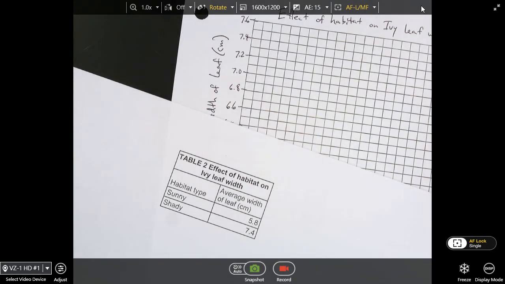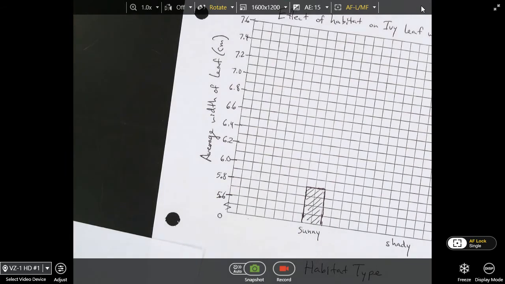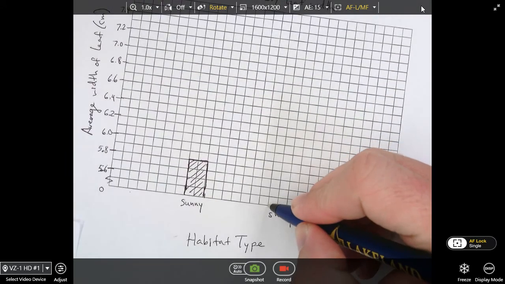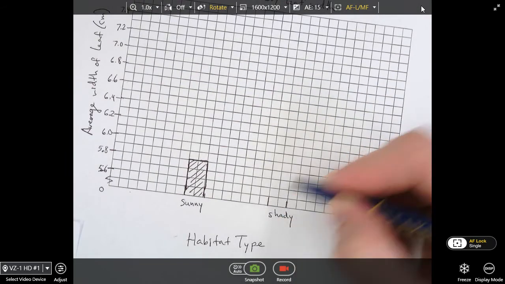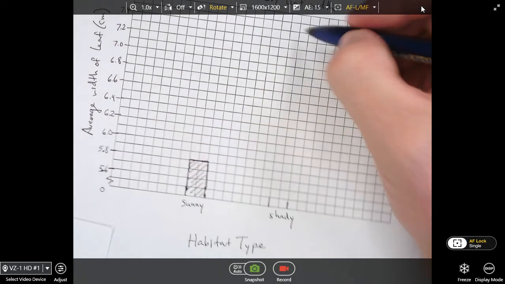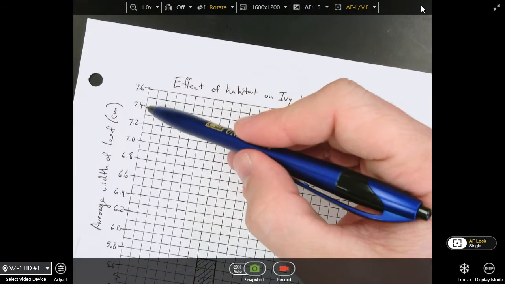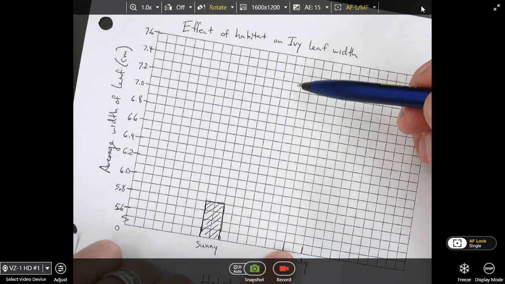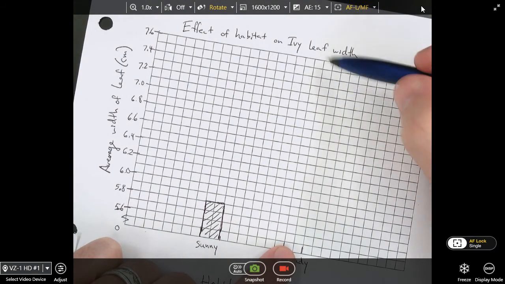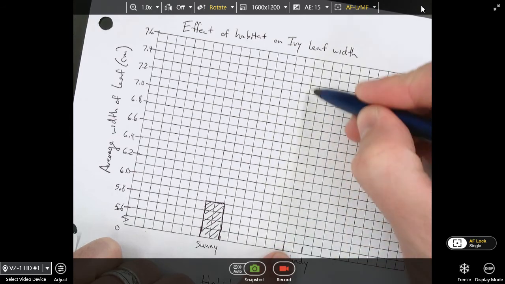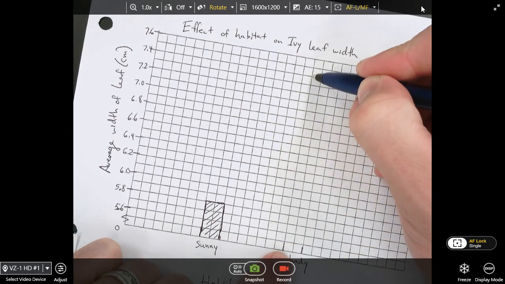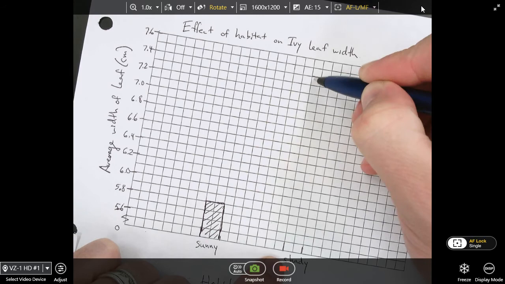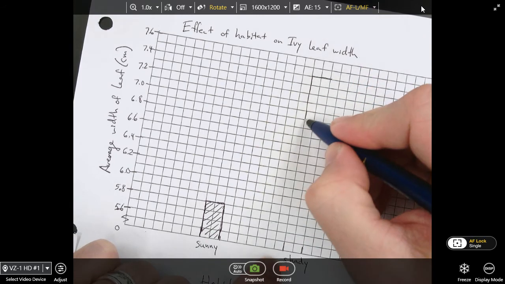at 5.8. Now I'm going to go Shady at 7.4. So I go over to Shady. I'm going to use the same format where it's 2 bars wide, and 7.4 is way up here. So I follow that over, make sure it lines up with my Shady here, and it would be right here. I follow those lines down.